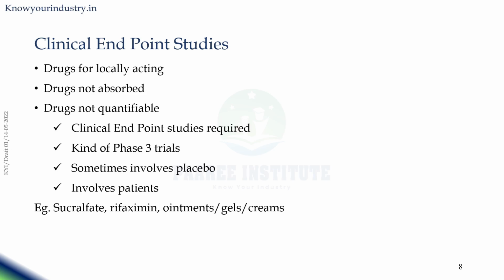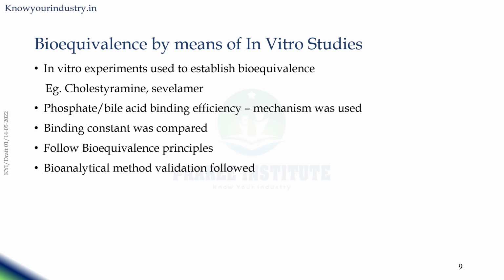And ointments, gels, creams, for all these products we go for the clinical endpoint, where the efficacy of the product is measured and statistically compared. Sometimes the bioequivalence is done with the use of in vitro methods. So the in vitro studies are useful in case of those drugs which are not absorbed in the gastrointestinal tract and are locally acting with respect to some mechanism like phosphate binding, bile acid binding, and also albumin binding. Classical examples are cholestyramine, sevelamer carbonate, lanthanum carbonate, calcium carbonate.